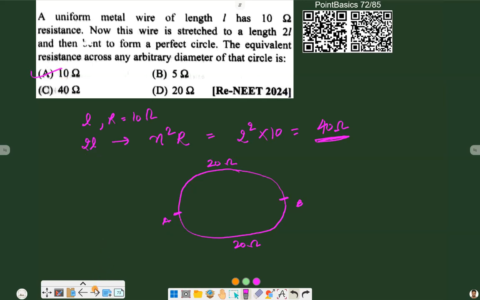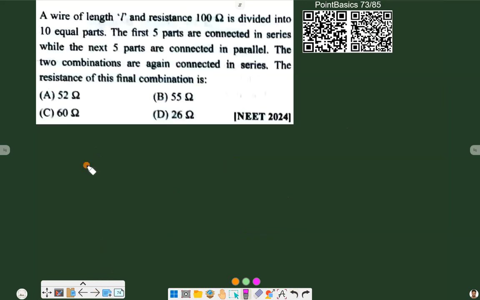Moving to the next one. A wire of length L and resistance 100 ohm is divided into 10 equal parts. Dividing into 10 equal parts means each part will have 10 ohm resistance. The first 5 parts are connected in series, so the first 5 in series will give us 50 ohm.